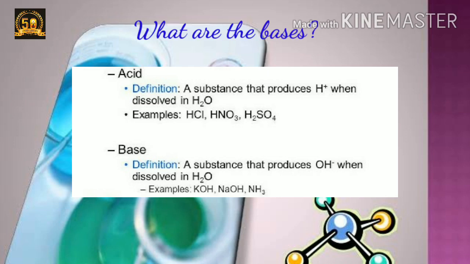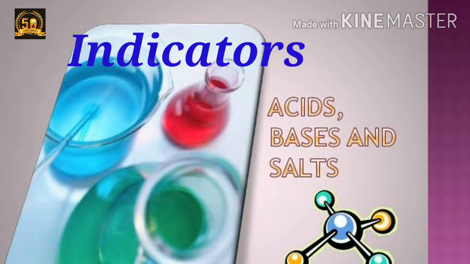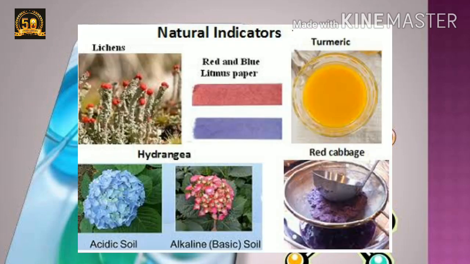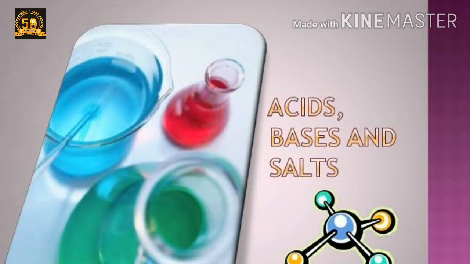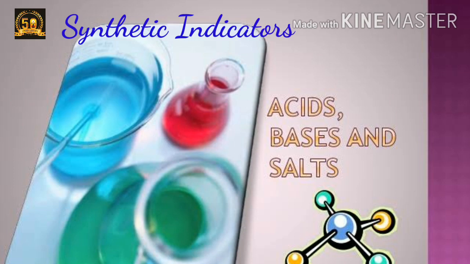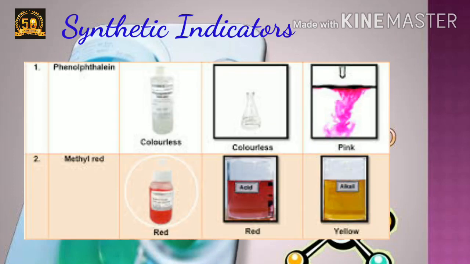Alright, we have already discussed indicators in the previous classes. We discussed natural indicators, but today we will discuss synthetic indicators. Synthetic indicators are those which can be produced or synthesized in a practical lab or chemical lab. In our syllabus there are two types of indicators: methyl orange and phenolphthalein.